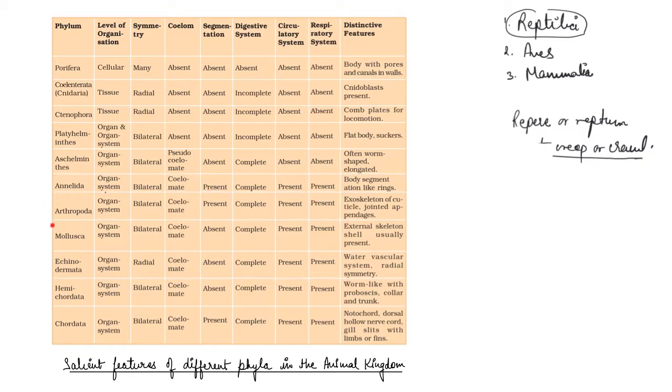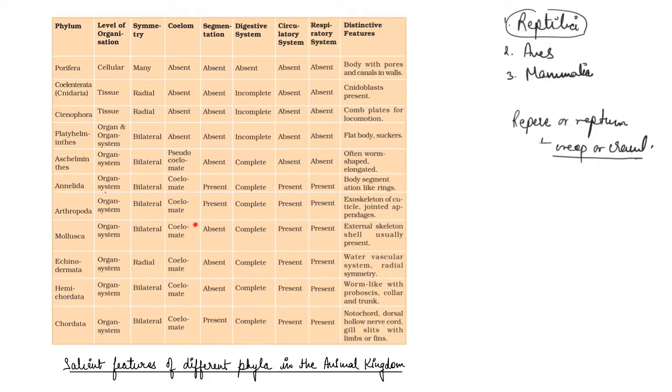Then it's Arthropoda, wherein they have organ system level of organization, symmetry is bilateral, they are coelomate, all the types of organ systems are complete and present, segmentation is present. Here you have exoskeleton of cuticle and they have jointed appendages, right?